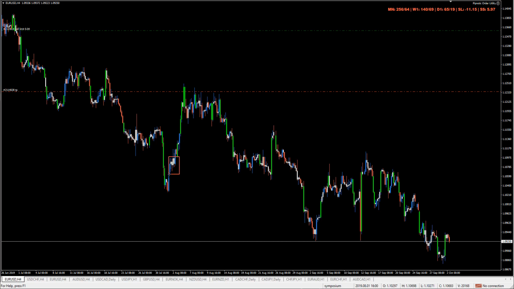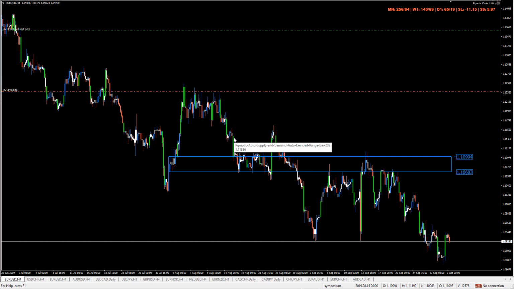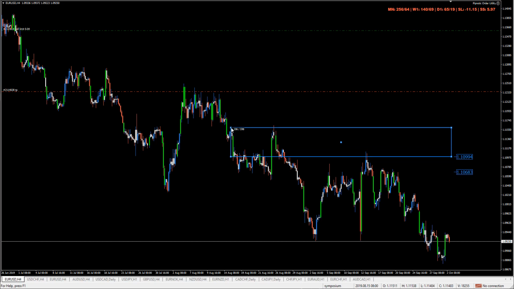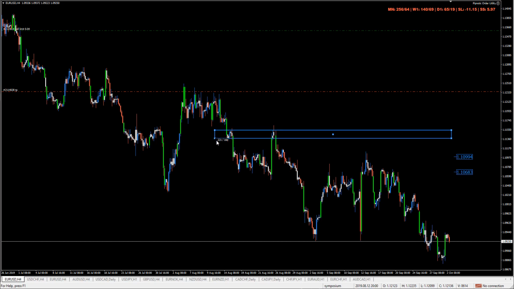Okay, so the move down into the area originated from here. This is the latest push down into this area prior to it being consumed. So this is the area that we would be interested in to sell at, around here.